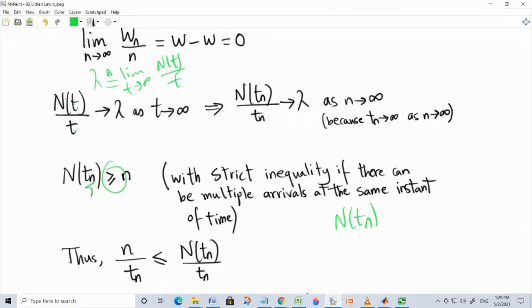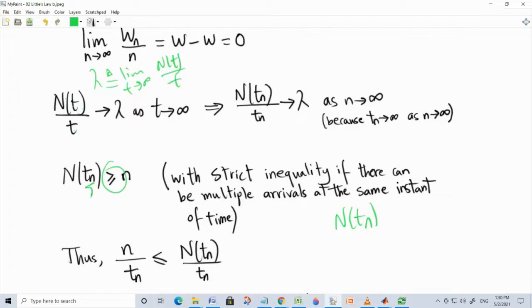Again, we haven't said something like this, but it is there. If that is the case, then at the time of arrival of the nth customer, the total number of arrivals is greater than or equal to n, because perhaps at some instant of time we have multiple arrivals: two arrivals, three arrivals, and so on.